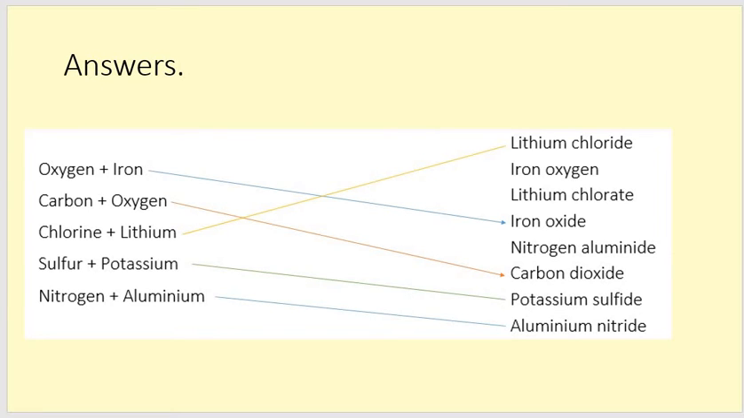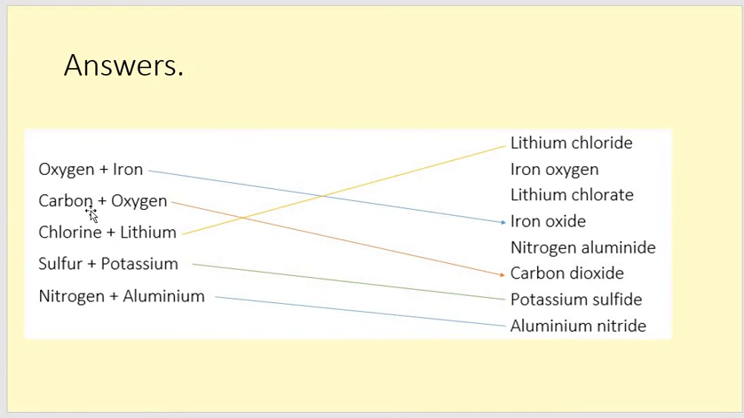And here are your answers. So as you can see, chlorine and lithium. Lithium is the metal. Remember, it's one of our alkali metals that has a brilliant reaction in water. It makes lithium chloride. See the ending change from ine to ide because there's been a reaction. Then you have oxygen and iron. Iron is your metal, so that goes first. Iron oxide. So oxygen becomes oxide.